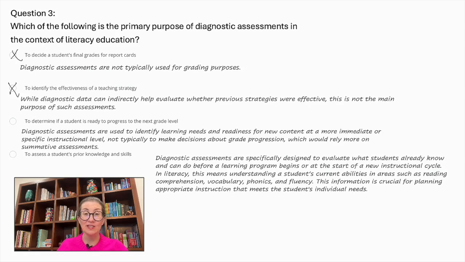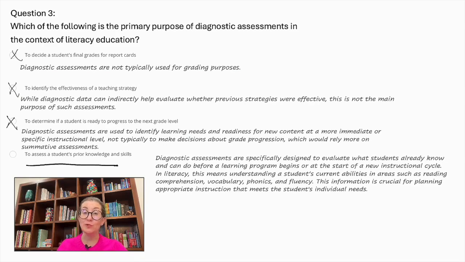Next, diagnostic assessments are used to identify learning needs and readiness for new content at a more immediate or specific instructional level, not to make decisions about grade progression, which would rely more on summative assessments. So we can cross that out as well. So we're left with to assess a student's prior knowledge and skills. The primary purpose of diagnostic assessments in the context of literacy education is to assess a student's prior knowledge and skills.